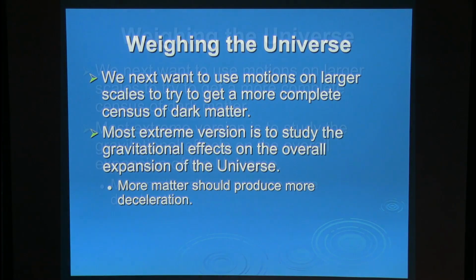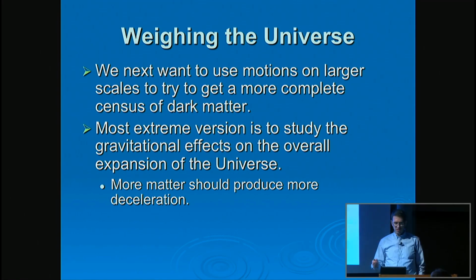Well, having discovered dark matter in the context of galaxies and clusters of galaxies, astronomers set out to try to measure the total amount of dark matter in the universe. And to do that, we need to measure the motions on even larger scales. The most extreme version of this is to try to measure the gravitational effect on the expansion of the universe itself. Christine just mentioned that we've known for almost 100 years that the universe is expanding. But if you have a universe that has more matter in it, then you'd expect that expansion would slow down over time because of the action of gravity, and that by measuring the amount of that deceleration, you would infer the amount of material.